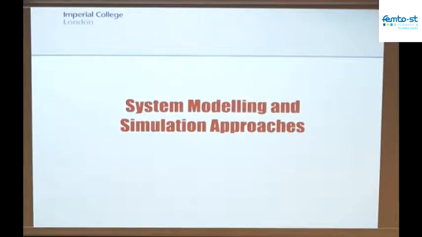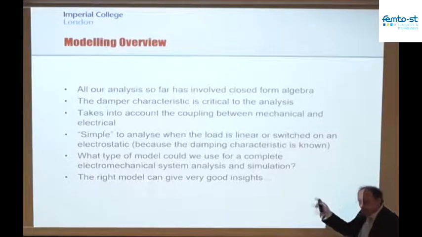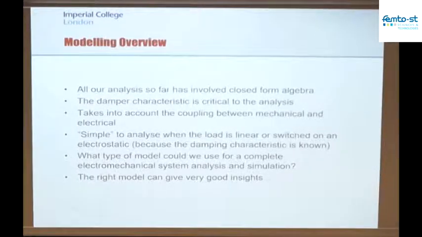Okay, so let's talk now a little bit about system modeling, and this kind of goes back to the work that you were doing yesterday in LTSpice. Everything that we've done so far here has basically been involving closed form algebraic solutions in order to get all of the plots. And in order to do that, we knew the characteristic of the damper. We either knew it was linear or it was a Coulomb damper. We've got to take into account this coupling between the mechanical and the electrical system. That's very, very important, and if there is no coupling, then of course there's no generation of power.